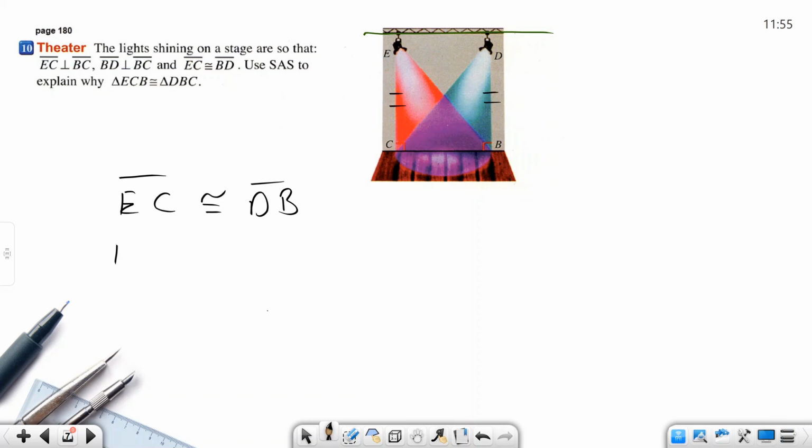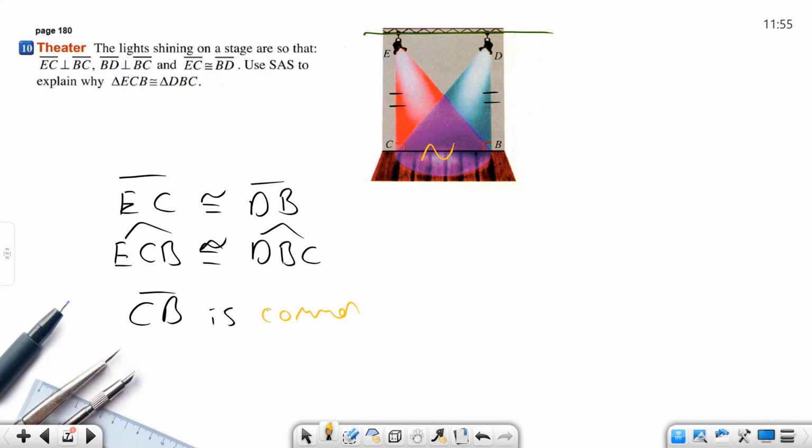After that, ECB is congruent with DBC. Both of them are, as a measure, 90 degrees. And I can say that CB is a common side. So CB is here. Let's use another color, maybe yellow. It's not visible, okay, that's better. CB is a common side.